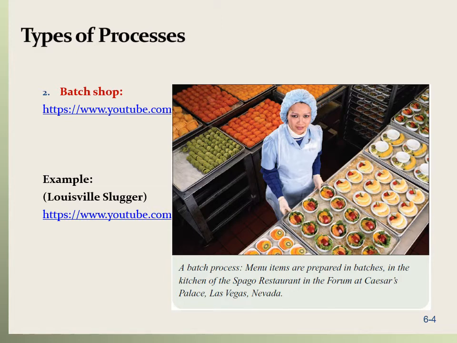So a batch process, as you see here, menu items are prepared in batches in the kitchen of the Espago restaurant in the forum at Caesar's Palace, Las Vegas, Nevada. As you see here, each batch has many different pieces of product. The products here are dishes of food, which the products in each batch are similar to each other, but each batch can be different from the other batches. So follow the link provided in the lecture slides and watch the videos.